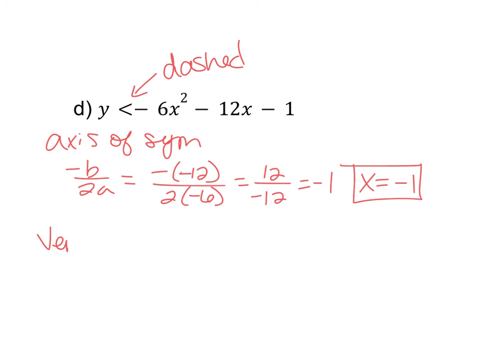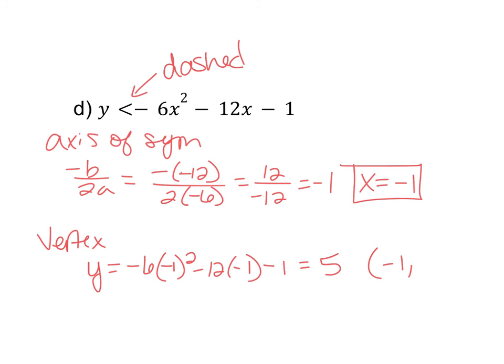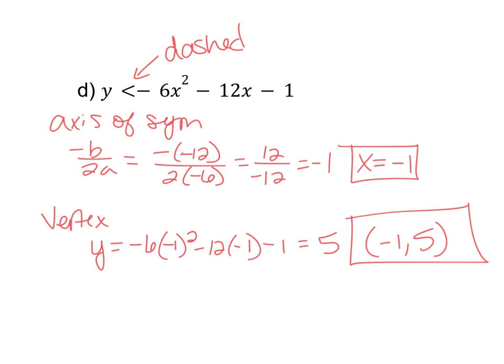Okay, the vertex is going to be... don't worry about the inequality. It's not really going to mess anything up. I'm just going to put an equal sign to figure out what the y-coordinate is of the vertex. So it's going to be negative 6 times negative 1 squared minus 12 times negative 1 minus 1. And that gives me 5. So my vertex is at negative 1 comma 5. Okay, and then my y-intercept is going to be 0 comma negative 1.